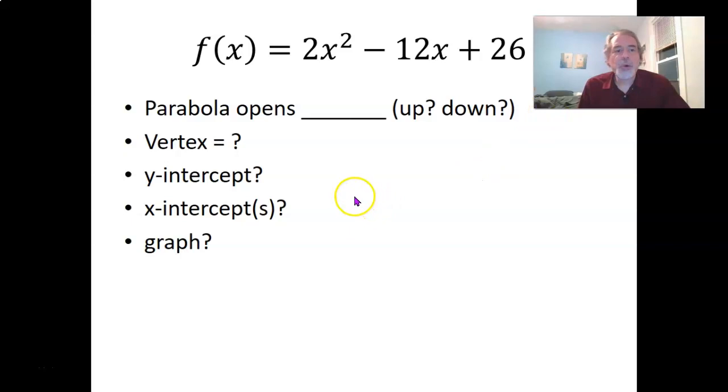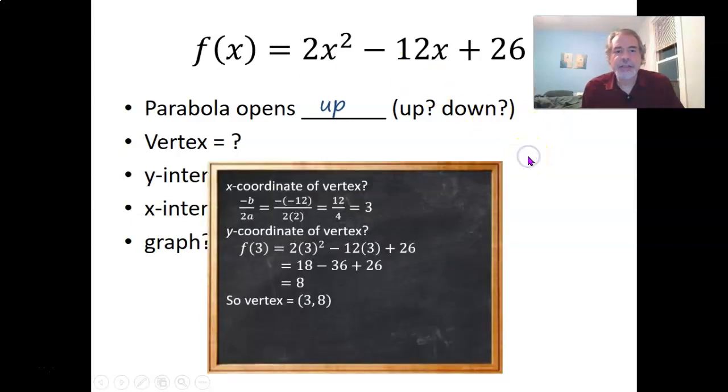Okay, let's work through one more example. 2x squared minus 12x plus 26. The graph of this would be a parabola that opens up. The coefficient on x squared is +2. And since it's 2 instead of 1, this is going to be a skinnier, narrower parabola than the last two we were looking at. What about the vertex?